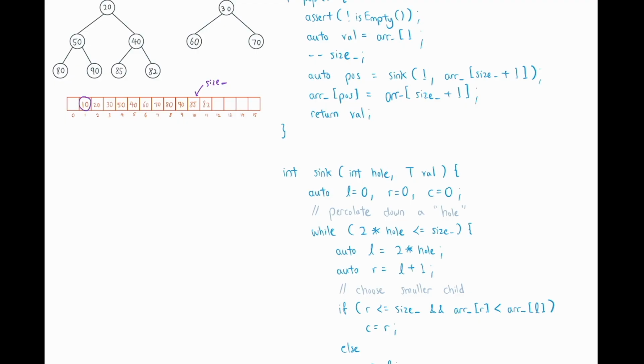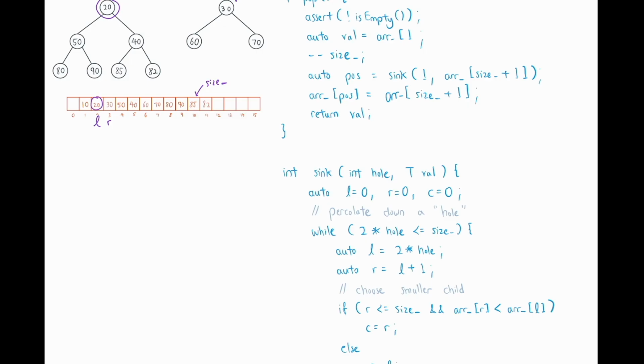Sorry, my mic suddenly became further. So 2 times 1, which is 2, so left is actually here, and 2 times 1 plus 1, right, is actually here. You can see on the diagram this is correct as well. So we compare which one is smaller. The smaller one is obviously 20, so we will move the hole down to 20, both conceptually on this diagram as well as concretely in the array.